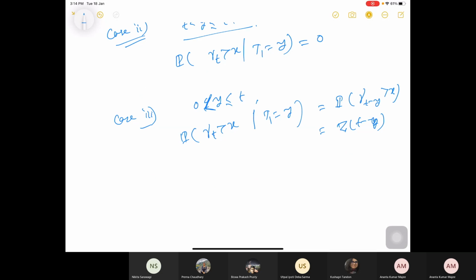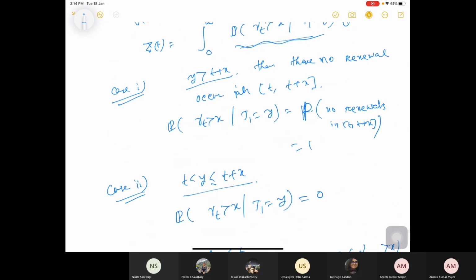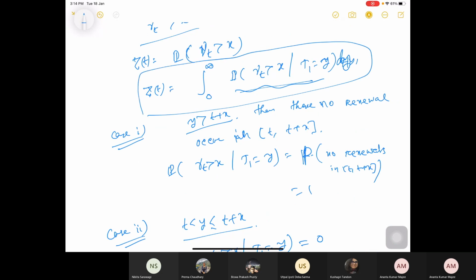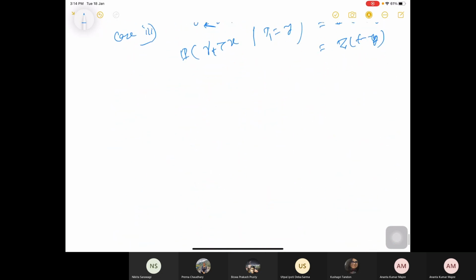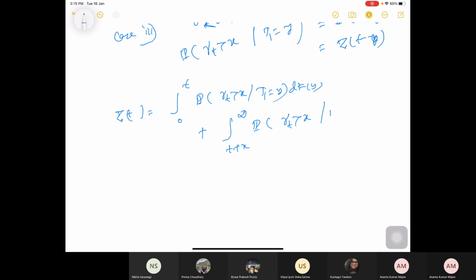So now if you combine these three cases, I wrote down that zt in this integral form using the total probability law. Then my zt is 0 to t probability of nu t greater than x given t1 is equal to y dFy, plus t to t plus x, where the probability is equal to 0, and then if y is greater than t plus x, that is t plus x to infinity, the probability of nu t greater than x given t1 is equal to y dFy.